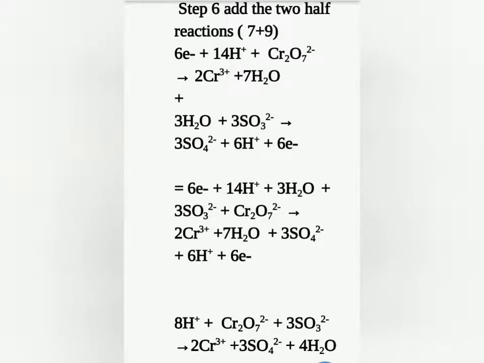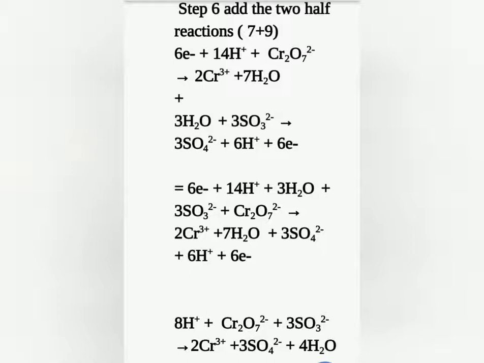And step 6, add the two half reactions. How will you add two chemical equations? As we do in mathematics, the left hand sides of the two equations are added together, and the right hand sides are added together. So the equation will be 6 electrons plus 14H+ plus Cr2O7 2-. Those two equations have to be added. So we write plus 3SO3 2- plus Cr2O7 2- giving 2Cr3+ plus 7H2O plus 3SO4 2- plus 6H+ plus 6 electrons.